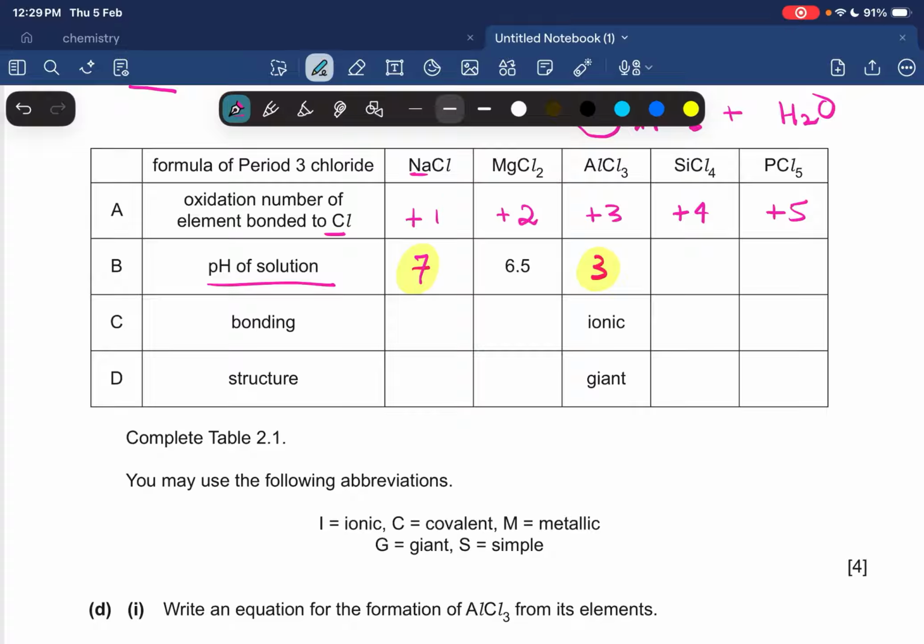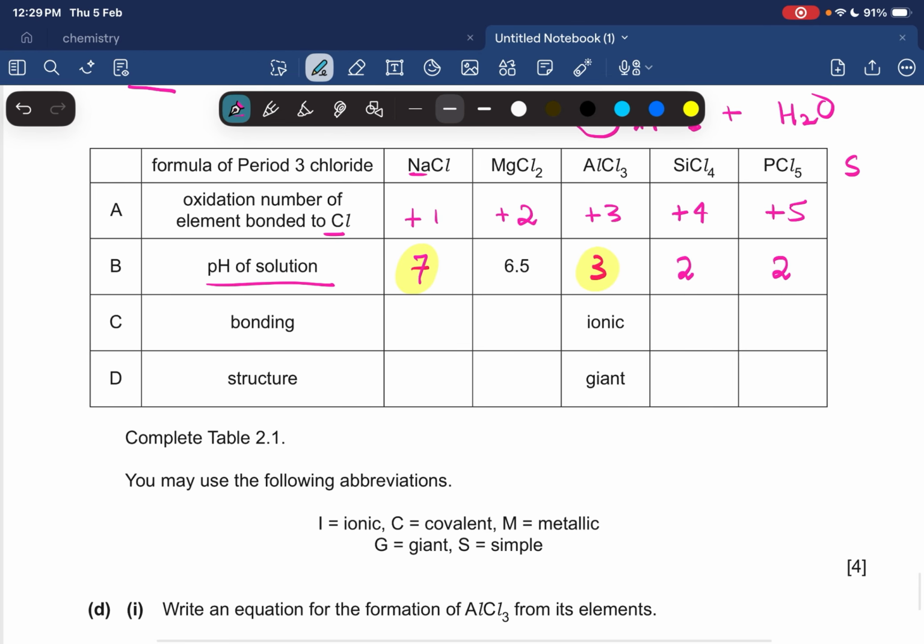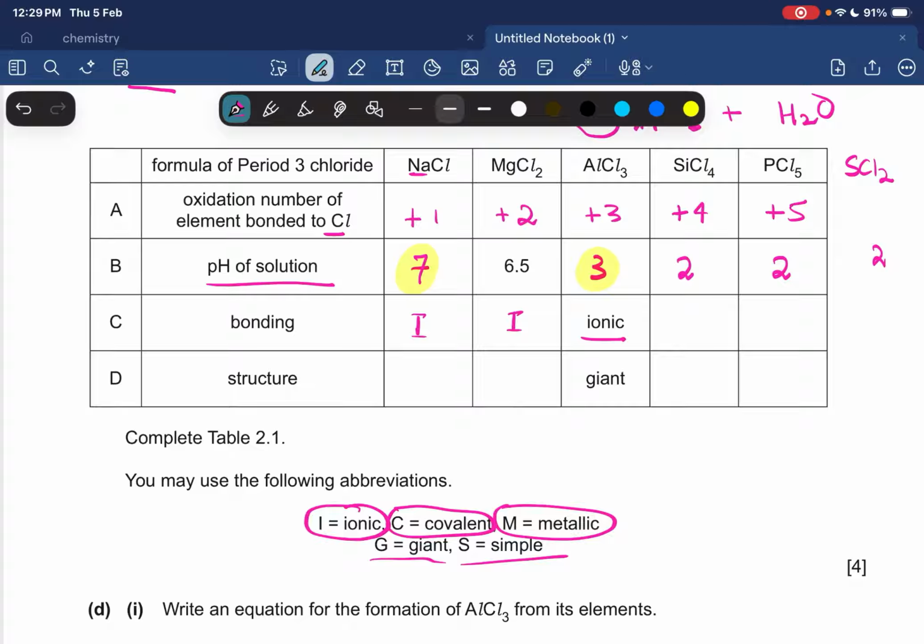And then for SiCl4, it's going to be 2. For PCl5, it's also going to be 2. And for SCl2, which is sulfur chloride, it's also going to be 2. And that's all stated in your book. Bonding: in NaCl, it's going to be ionic. For ionic, we have to write an I. For covalent, we write a C. For metallic, we write an M, and so on. MgCl2 is going to be ionic. For AlCl3, it's going to be ionic, right? If they say it's ionic, then we have to accept it's ionic. They've given it themselves. It's fine.